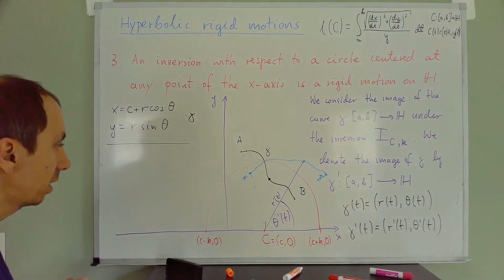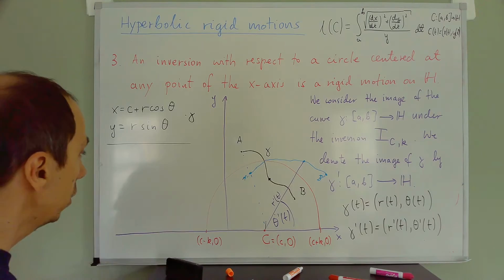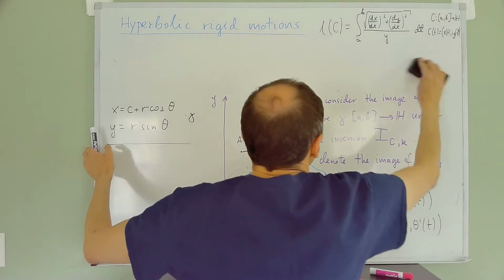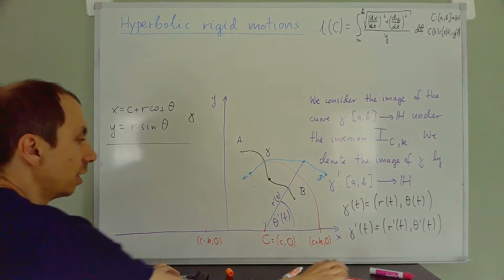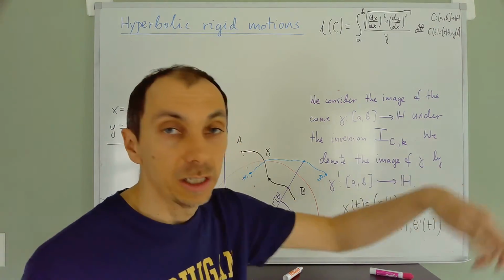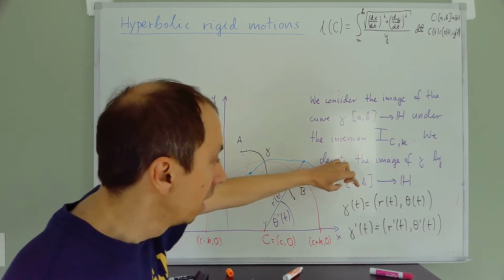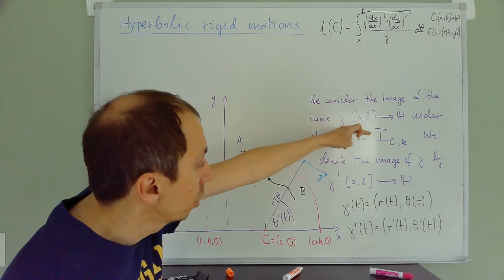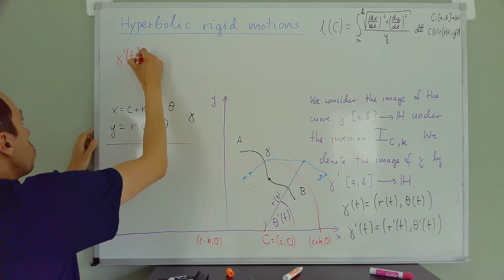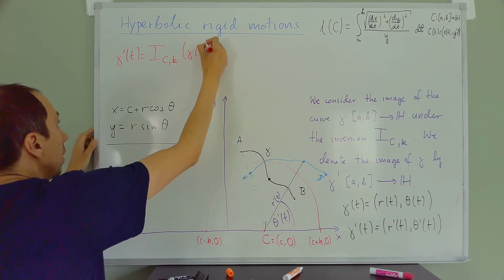Okay, but let's first make one observation here, namely, actually two observations. So I want a relation between these r prime and r and theta prime and theta. I know that gamma prime of t is the image under the inversion of gamma. So in other words, we have gamma prime of t. By definition, it's I C K of gamma of t.